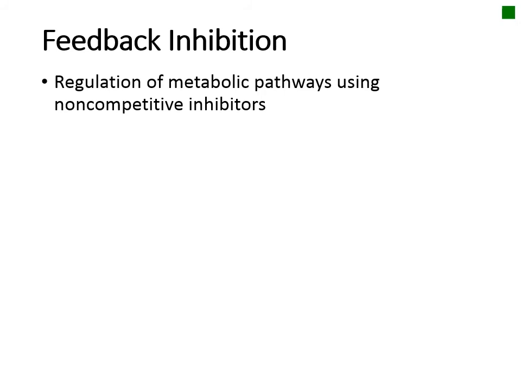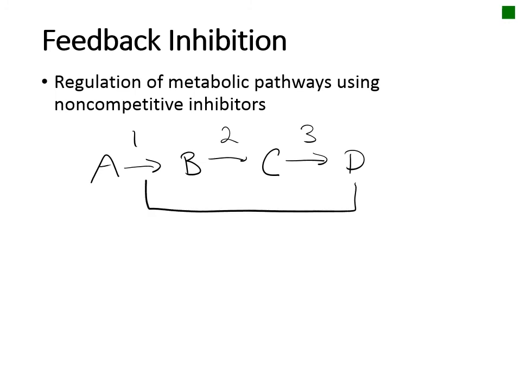Feedback inhibition is important for enzymatic pathways to regulate the production of the pathway's end product. Look at this pathway where molecule A is converted to molecule B by enzyme 1. B is then converted to molecule C by enzyme 2, and C is converted to D by enzyme 3. When the cell has produced enough of molecule D, it does not want to continue wasting energy and resources to make more. Molecule D can act as a non-competitive inhibitor for enzyme 1.